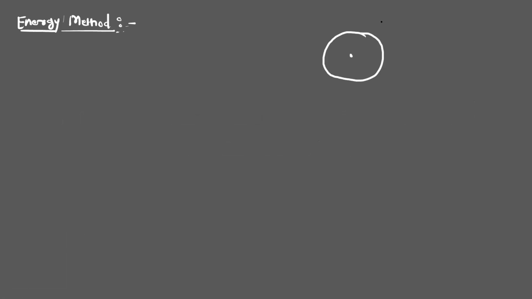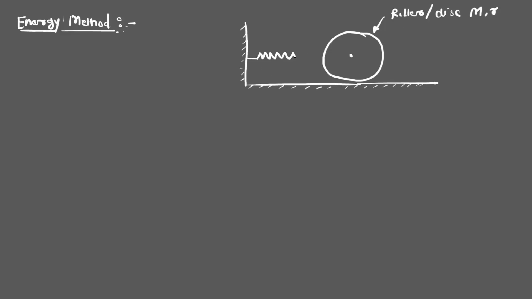So it consists of one rolling element. Consider this is one roller, or one disk, having mass m and radius r. It can roll on the horizontal surface, and it is constrained to this fixed support by a spring having the stiffness k.